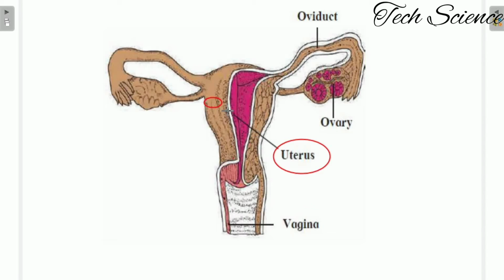Now the third one, this is the uterus. This part is called the uterus. So now the question is, what about the uterus? This is the part where implantation of the embryo occurs, where the fetus develops during the pregnancy of nine months. It is inside the uterus.